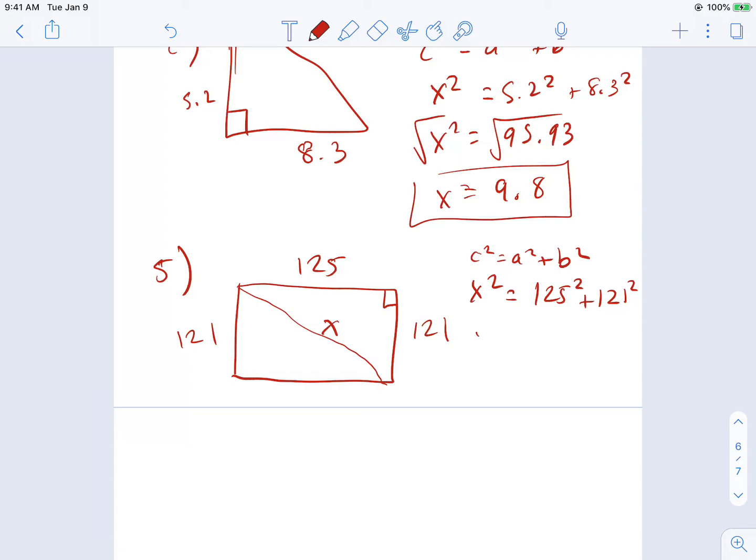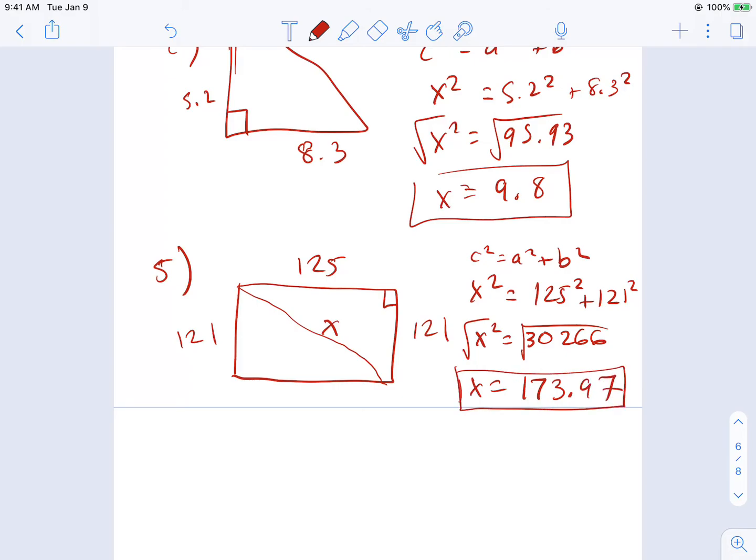And that gives me an awfully big number. X squared equals 30,266. I want to make sure we square root that because that would be a very, very far walk if we left it. And we get x equals 173.97. A whole lot more reasonable. And that will take us to the end of part A. So let's take a look at part B.